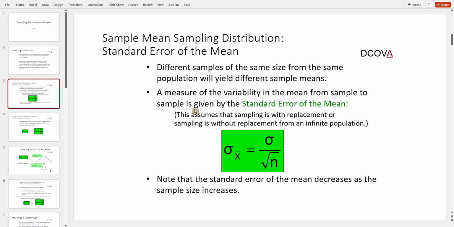Different samples of the same size from the same population will yield different sample means. A measure of variability in the mean from sample to sample is given by the standard error of the mean. It is calculated as the standard deviation divided by the square root of your sample size. Note that the standard error of the mean decreases as the sample size increases.